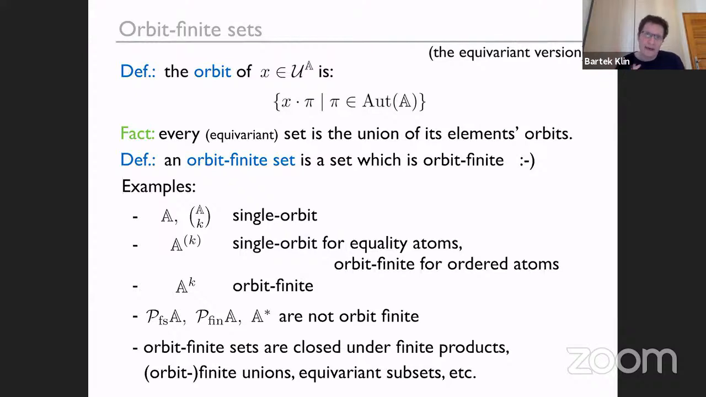Importantly, orbit finite sets are also representable. They are definable by finite means, so that they can be seen as inputs to algorithms. I won't give you any details on that, but they are essentially defined by formulas. So a typical single orbit set is something like the set of quintuples of atoms such that the second one is equal to the fourth one. So this is just a finite way of saying what a set is.